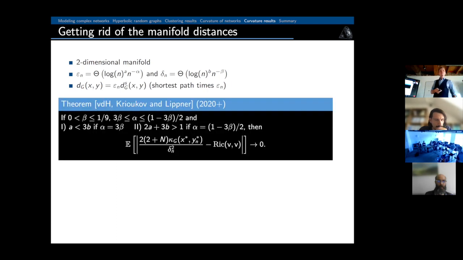And then we can prove that in this case, so this does not include any geometric information on the distances, but we can still prove that in this strong sense, for certain regimes of the parameters, this Ollivier curvature converges to the Ricci curvature of this two-dimensional space.